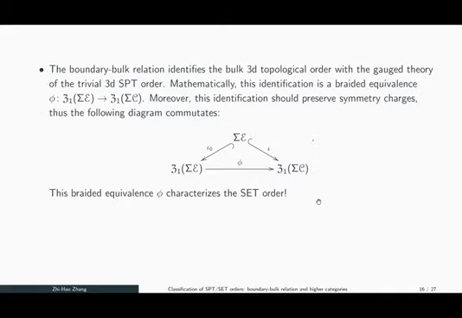Then, by the boundary bulk correspondence, we must identify the bulk 3D topological order with the gauge theory of the trivial 3D SPT order. So mathematically, this is a braided equivalence from the junction center of E to the junction center of C. And this identification should preserve the symmetry charge. So we have the following commutative diagram. And this braided equivalence phi, just as in the 1D case, should characterize the SCT order.